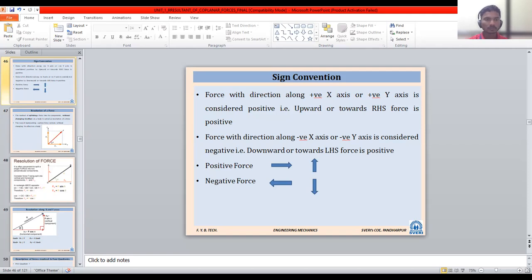Then forces along principal directions we have seen. What is the meaning of due east? If the force is acting due east, what will be its y component? Suppose, more specifically, I will ask: force P, let us say P is equal to 5 kilonewton, is acting due east. What will be its x component?